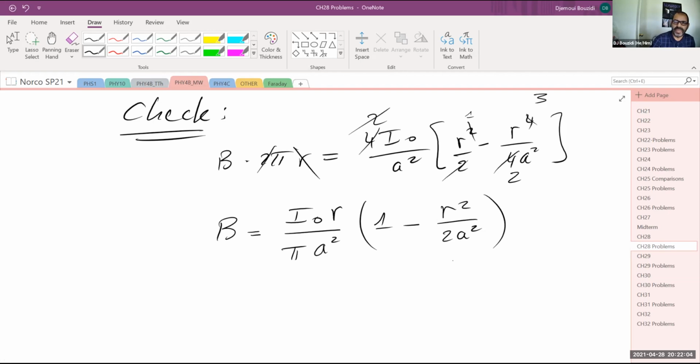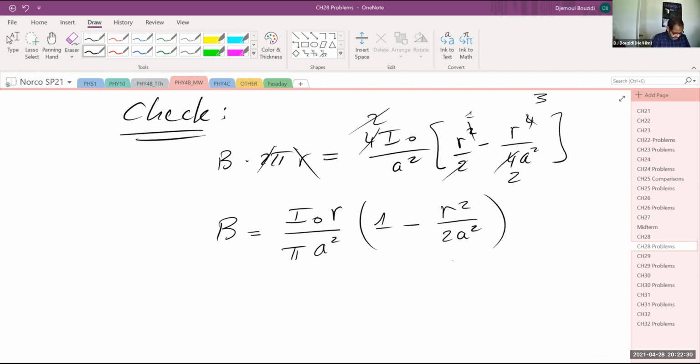Note that it is 0 at the center, smack in the center. But smack in the center, there are no charges enclosed, so it's expected the magnetic field will be 0. And it starts to grow, or actually starts to change, because at some point it's going to be positive at the end, okay? So this is basically how the magnetic field is inside using Gauss's law.